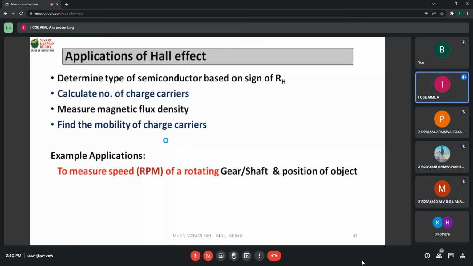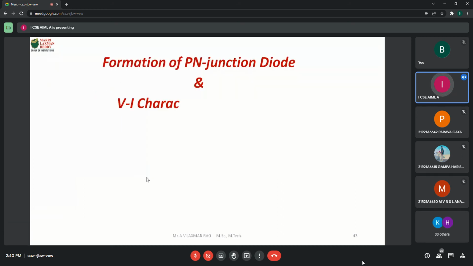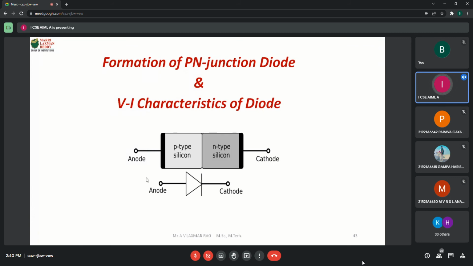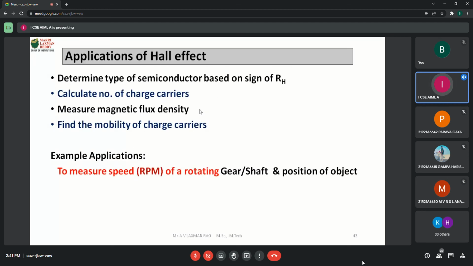One need not write about the gear, shaft, RPM. Up to this you write and leave it. Applications of Hall effect means 1, 2, 3, 4. Just for understanding, I took the RPM meter and explained how it works, but in the exam you need not write about the RPM meter. And VI characteristics of diode comes under the syllabus for the second mid examination, so no need to touch this. Up to Hall effect only you can expect as important questions.